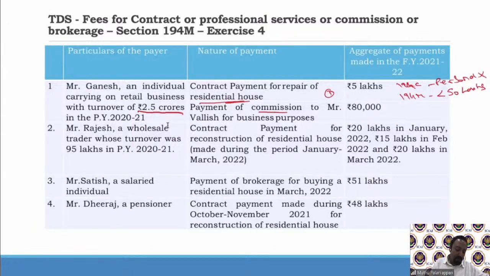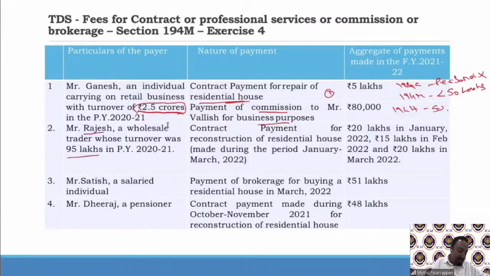Next, payment of commission for business purposes. Since it is for business purpose and his turnover is more than 1 crore, it is covered under 194H. So under 194H, he will be deducting 5% on this 80,000. So this 5% on 80,000 will be TDS under section 194H.